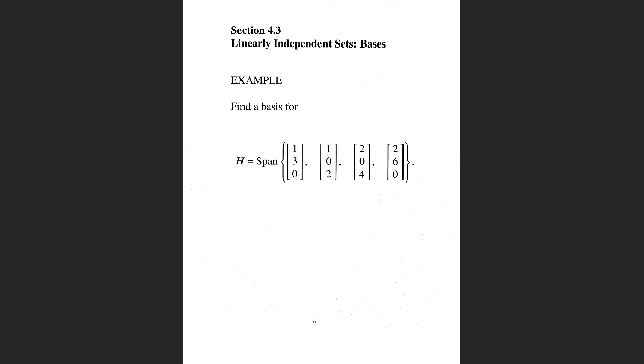Okay, so we want to find a basis for this space. The space H is defined by the span of those 4 vectors. So let's see here. Let's look at these 4 vectors. Do you see anything interesting?